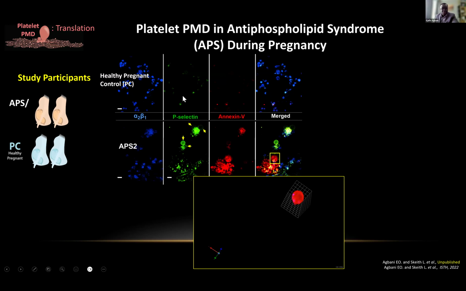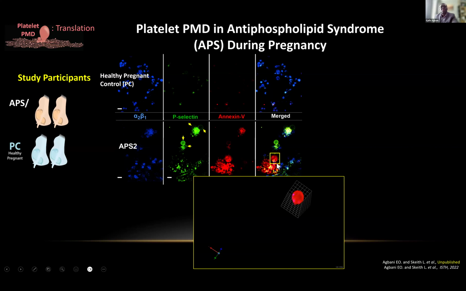Now, if you compare the top panel, which is from the healthy pregnant, to the lower panel, which is what we got from the APS patient, you will see immediately, comparing P-selectin, for example, that there is increased platelet activation. What you are also seeing, that I try to highlight with the yellow arrow there, is that the platelets also ballooned. There is increased procoagulation here, monitored by annexin 5.